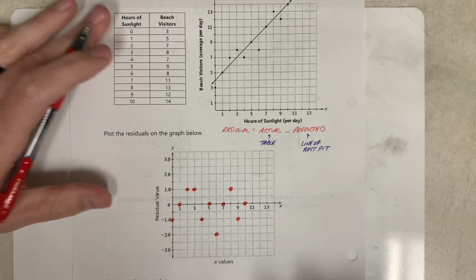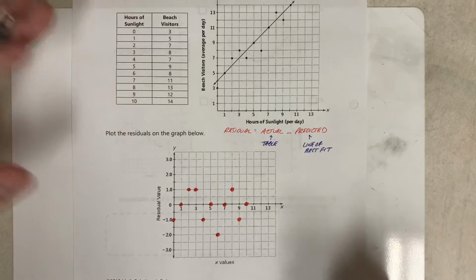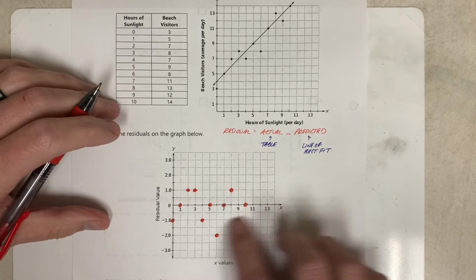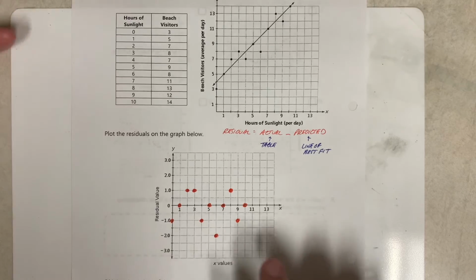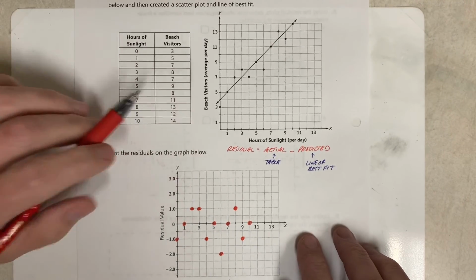So let's take a look at our residual plot. Does this show a random type of scattering? Definitely. I don't see any kind of behavior here. It just doesn't look like there's a pattern here. They're just kind of all over the place. And that's how it should look if the two things have a linear relationship.